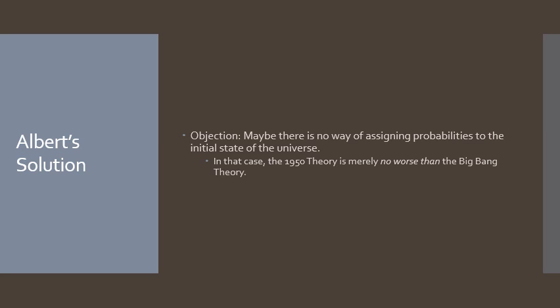But still, in that case, you still don't have any reason why the 1950 theory would be worse than the Big Bang theory, because the same thing would be true about the Big Bang theory. Then you would have no way of assigning the initial probability to the Big Bang state, just as you have no way of assigning the initial probability to the 1950 state. So there's just no way of saying if one of them is more initially probable than the other. Meanwhile, on all other criteria the theories are equally good. So what we have is that at least the 1950 theory is no worse than the Big Bang theory.